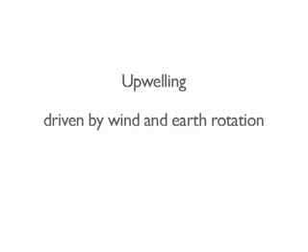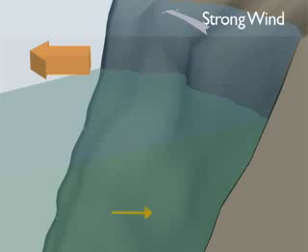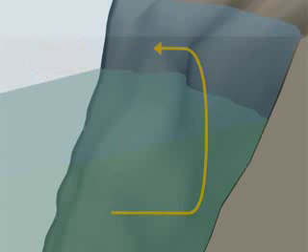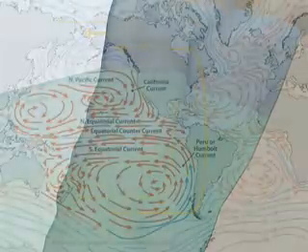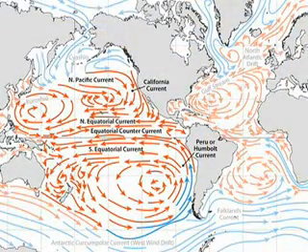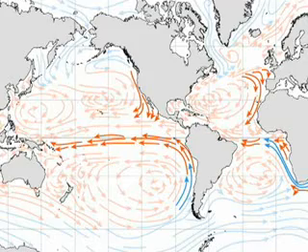Upwelling is a water movement driven by wind and rotation. Forces from the Earth's rotation combine with strong winds to move surface waters away from the coast and bring deeper water to the surface to replace water that has been moved offshore. Upwelling occurs primarily along coastal regions and near the equator.